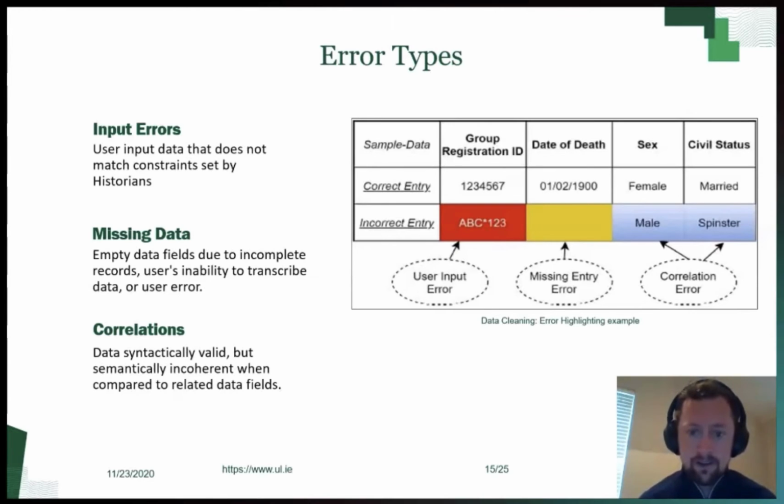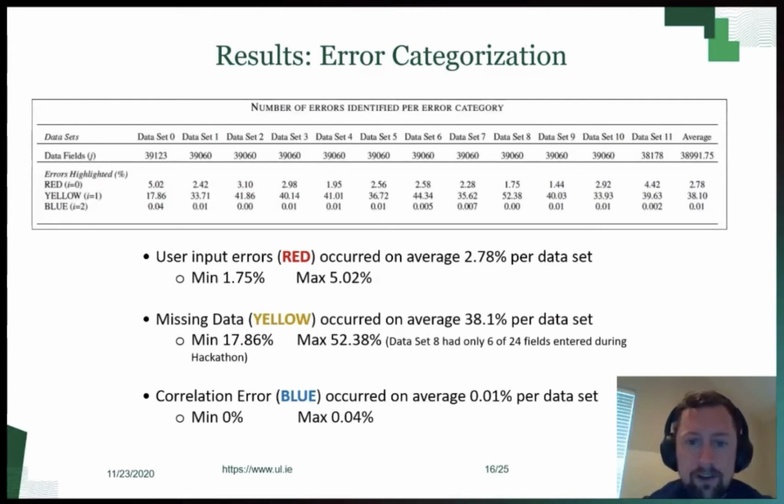Results of our error categorization show that user input errors, red, occurred on average 2.78% per data set, with a minimum of 1.75% and a maximum of 5%. While 2.78% per data set does not seem a lot, it's actually over 1,000 input errors per data set. And this, in red, we determined these were the worst type of errors as they actually introduced false data into our data set, which could interrupt future knowledge acquisition. So these were highlighted red and had to be rectified immediately by DVD Ireland members.